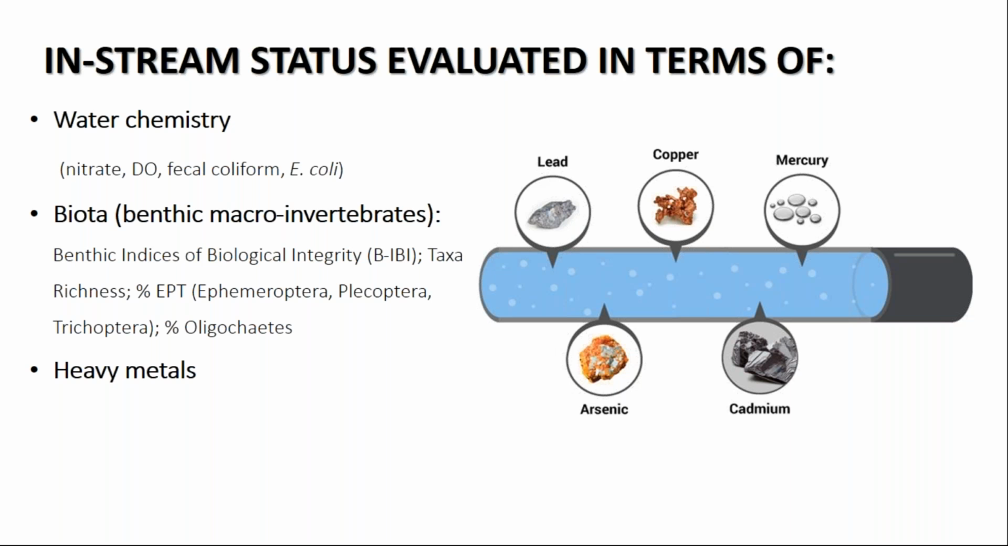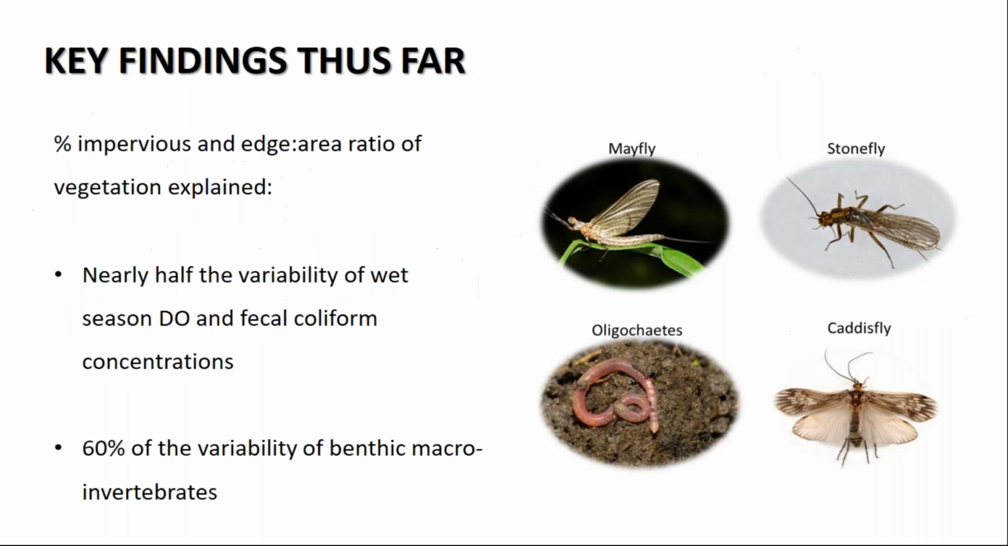And so we're looking at BIBI, so that's the benthic index of biological integrity, as well as taxa richness and percent EPT, which is a nice indicator, as well as percent oligochaetes, which give us some idea, in terms of the benthic macroinvertebrates, of how they're doing in streams. And then we're just now starting to look at heavy metal concentrations as well.